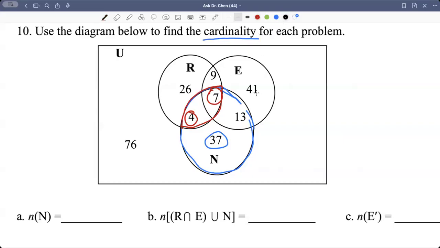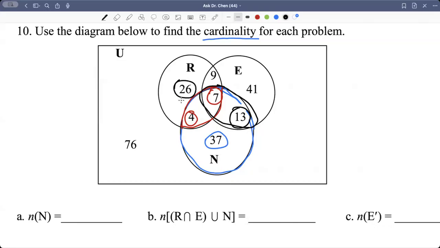What about this 13? These 13 are only in the intersection of E and N. And how many in the intersection of E and N? It's 13 plus 7, which is 20. 20 in the intersection of E and N. Okay, so that's what this number means.